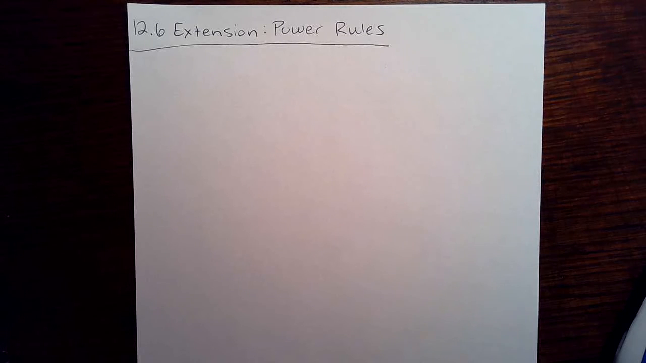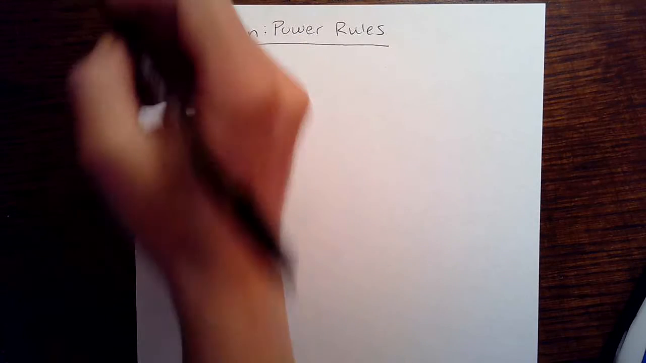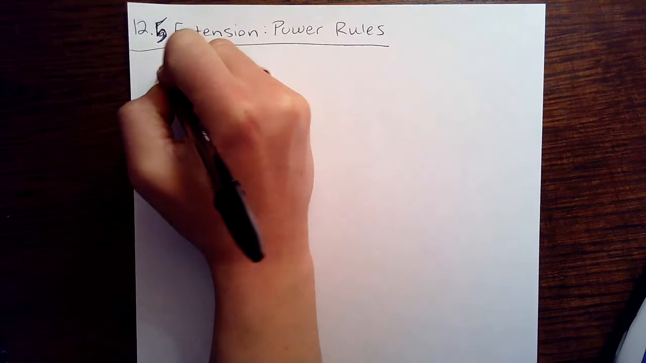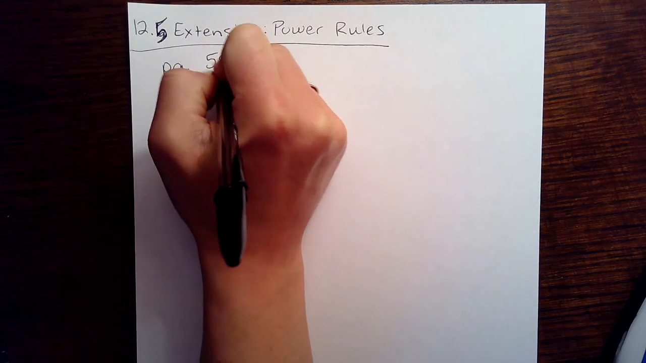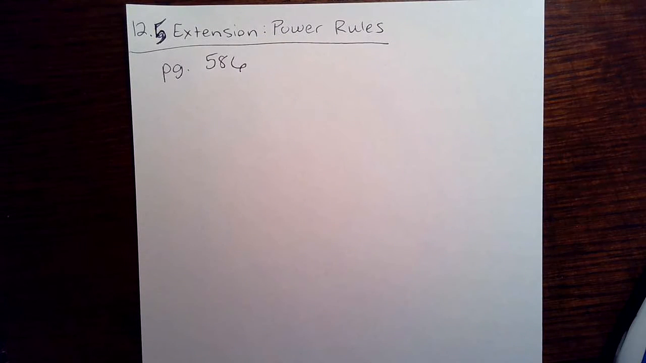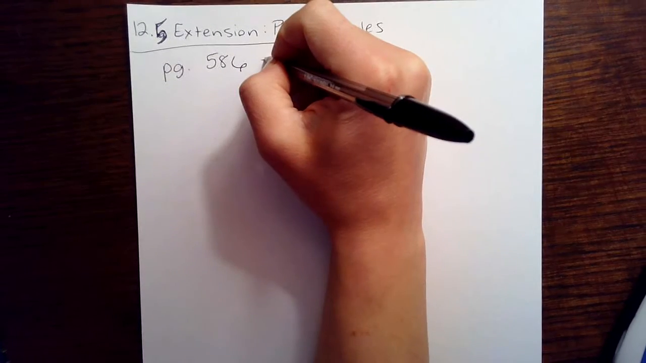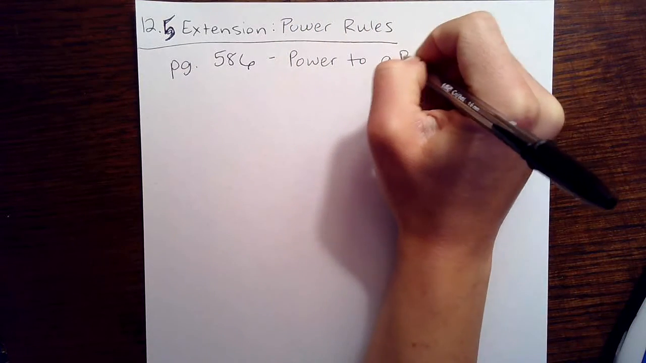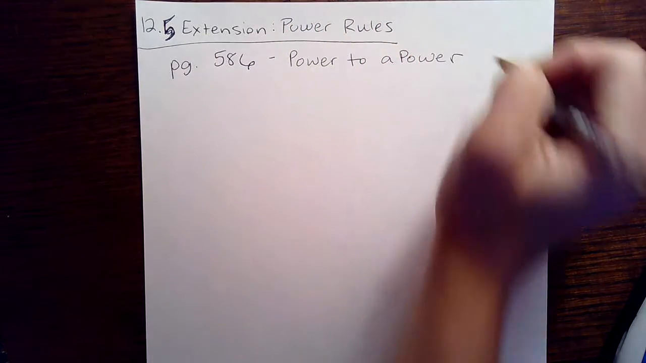We're now looking at an extension of lesson 12.5. There is no 12.6 in our book. Sorry about that. This is on page 586, and we'll be doing example 1 and example 2. You'll see those headings, raising a power to a power. That's what we're going to start with, and then we'll also look at raising a product to a power.